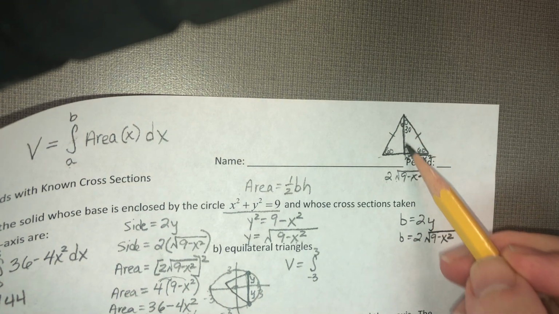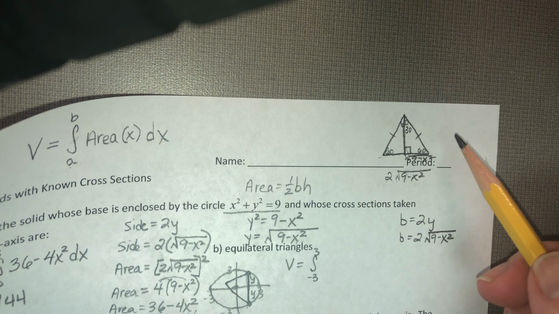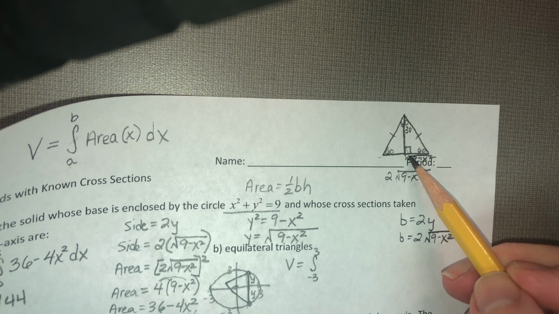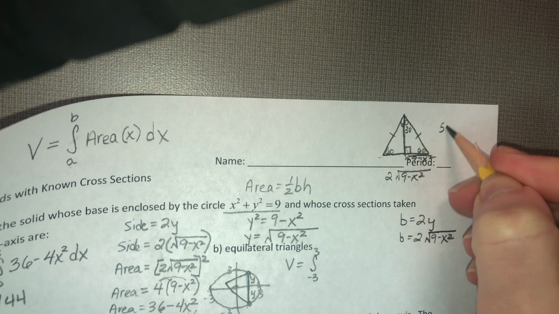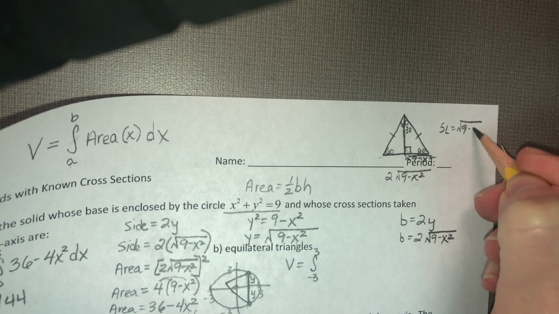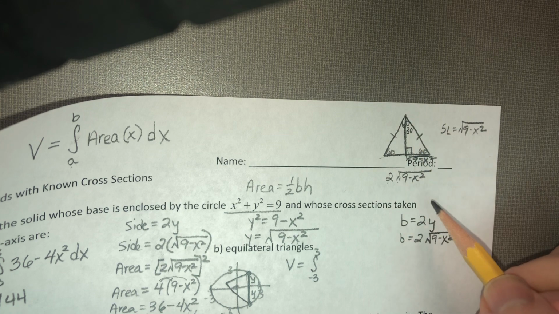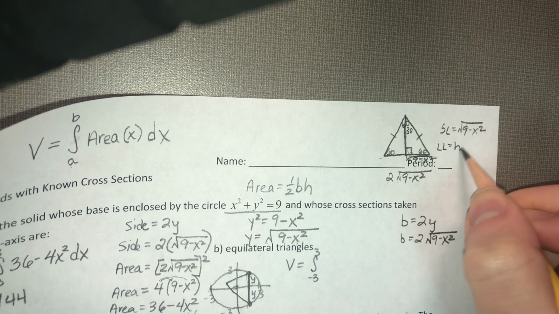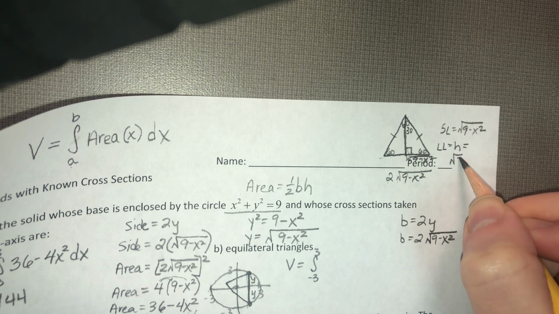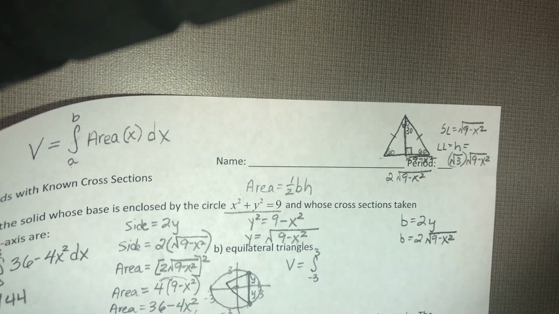So how do you find the height then? Well, if you'll remember your properties of 30-60-90 special right triangles, you take your short leg, which here is equal to the square root of 9 minus x squared, and you multiply it times the square root of 3 to find the long leg. Does that sound familiar? So the long leg, which is equal to the height, is going to be the square root of 3 times the square root of 9 minus x squared.